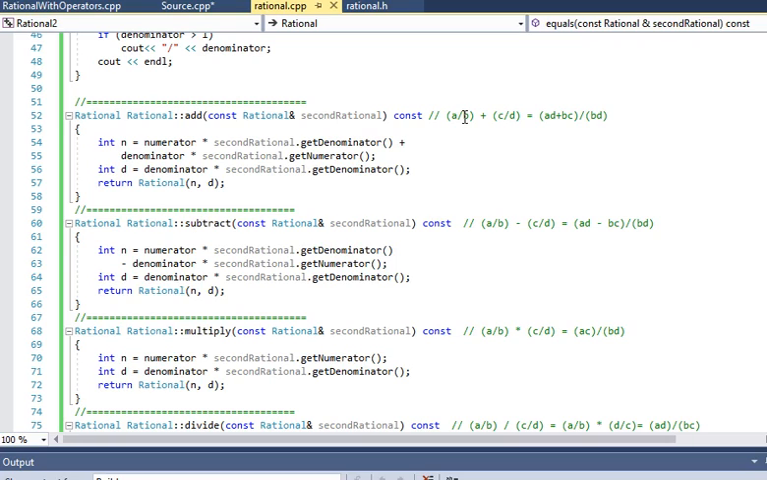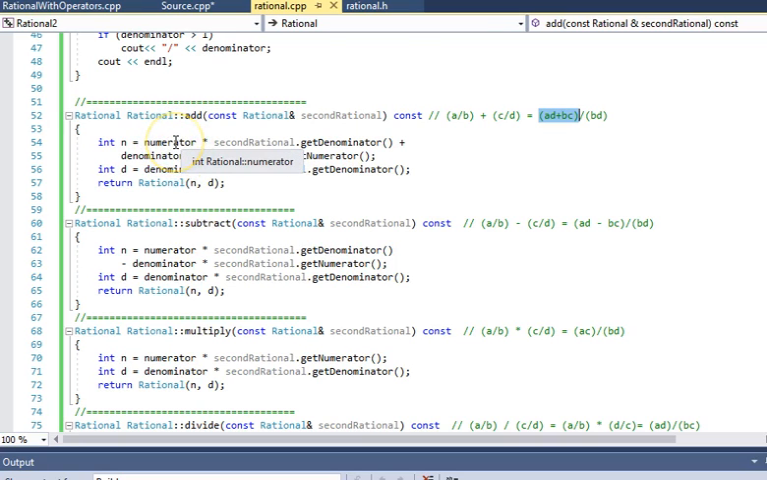Adding two fractions, if you recall from basic college algebra, adding a over b and c over d, the result will be a times d, the numerator of the first fraction times the denominator of the second fraction, added to the denominator of the first fraction times the numerator of the second fraction. That basically gives you the numerator of the result, and then you divide it by the product of the denominators, b times d. The implementation here is exactly the implementation of this mathematical expression.